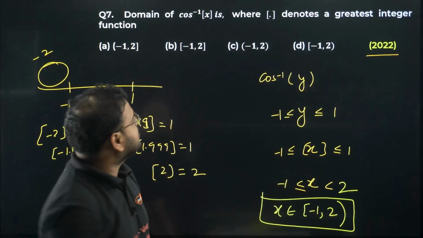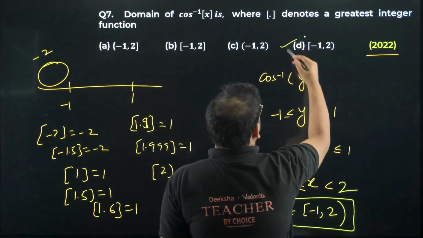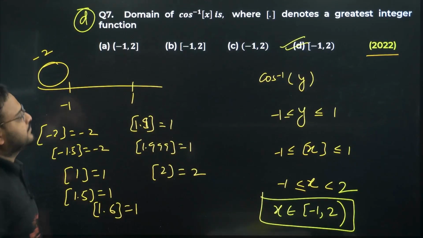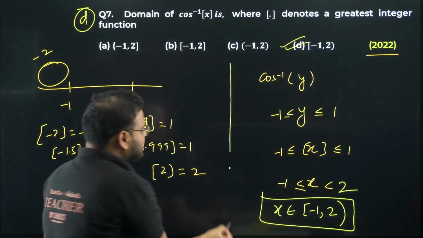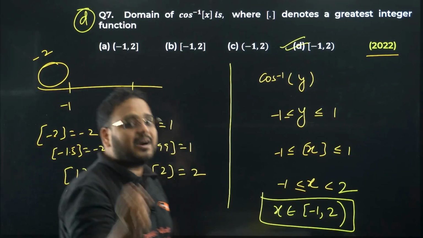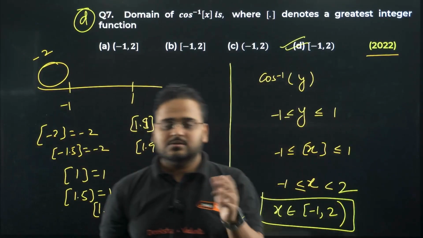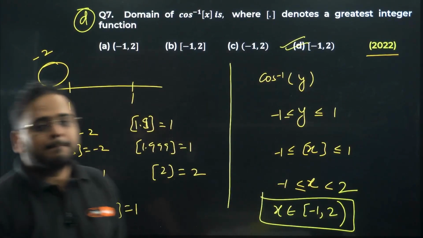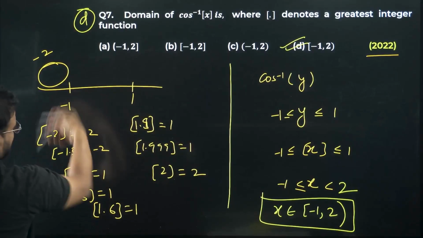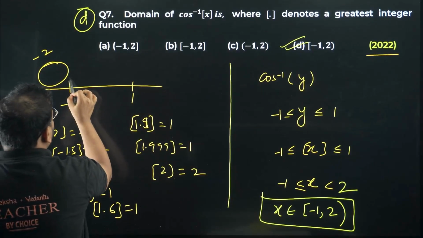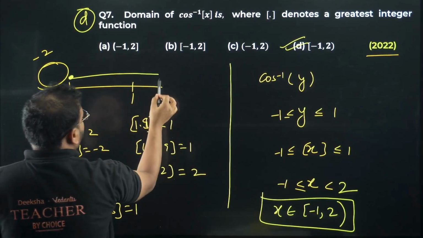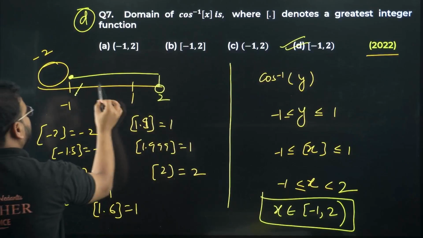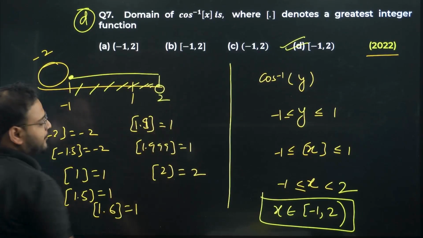-1 closed, 2 open. Option D is correct, right? Option D is correct. Here 2 is also closed. Please check. It's not a difficult question, but it is a little bit smart one. You think out of your box. You should know the understanding of GIF with you. This is just for practice. You can go from -1 closed till 2 open. All this is part of your domain except for 2.